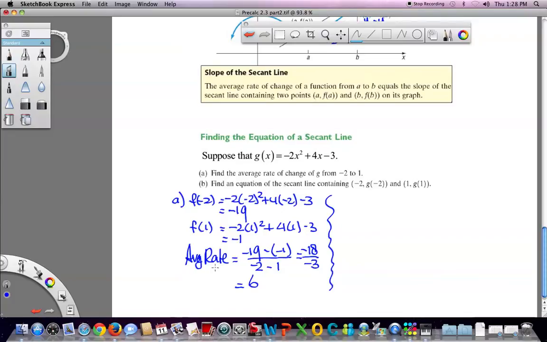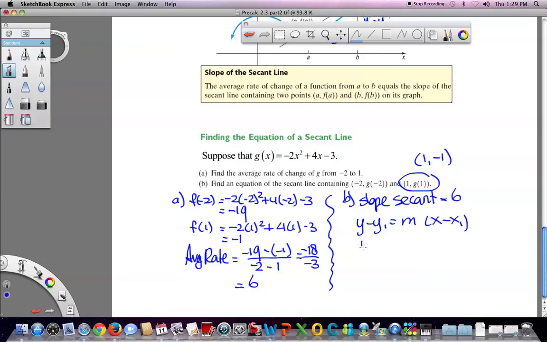Now write the equation of the secant line containing those 2 points. Keep in mind that I just found the slope of the secant line is the average rate of change, so the slope of the secant is 6. Well, then let's just use this point, and I know that at 1 I get a -1, so that's easier of the 2 points to use. So I'm going to use y minus y1 is the slope times x minus x1. So that ends up being y plus 1, because minus a negative, is equal to 6 times x minus 1, and you can leave that. And that's it. Thank you.